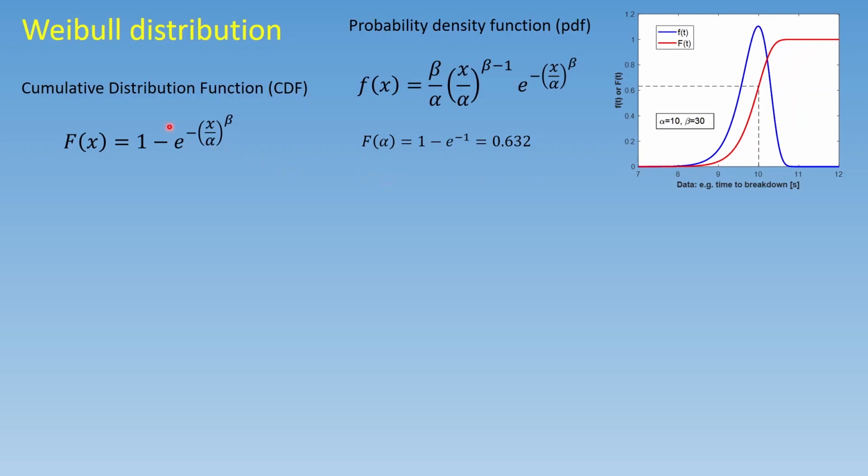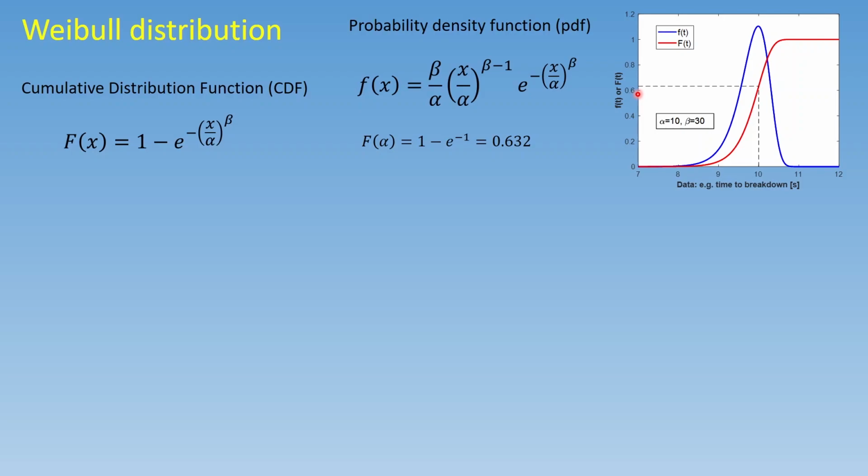If we evaluate this cumulative distribution function at the position of alpha, the scale parameter, obviously we put alpha here, alpha with alpha disappears, this is 1. So it's 1 minus e to the power minus 1, which is 0.63. So at the position of alpha, the Weibull cumulative distribution function is equal to 0.63, or 63%.